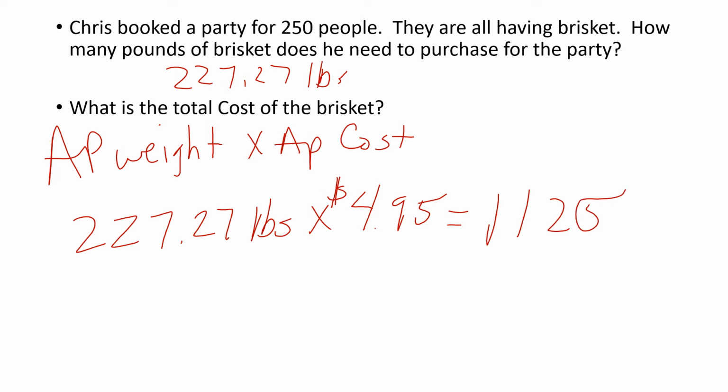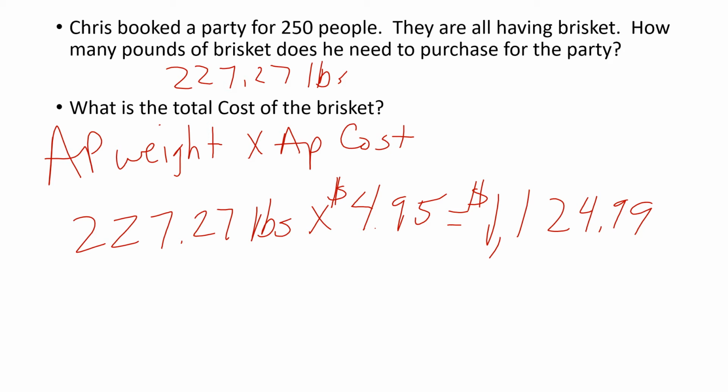Even? No sense? 1,124.98. Okay, so that's 98 cents. You can do 1,125. That's fine. 1,124.986. So 99. Okay. So it cost us $1,100 to make brisket for 250 people.